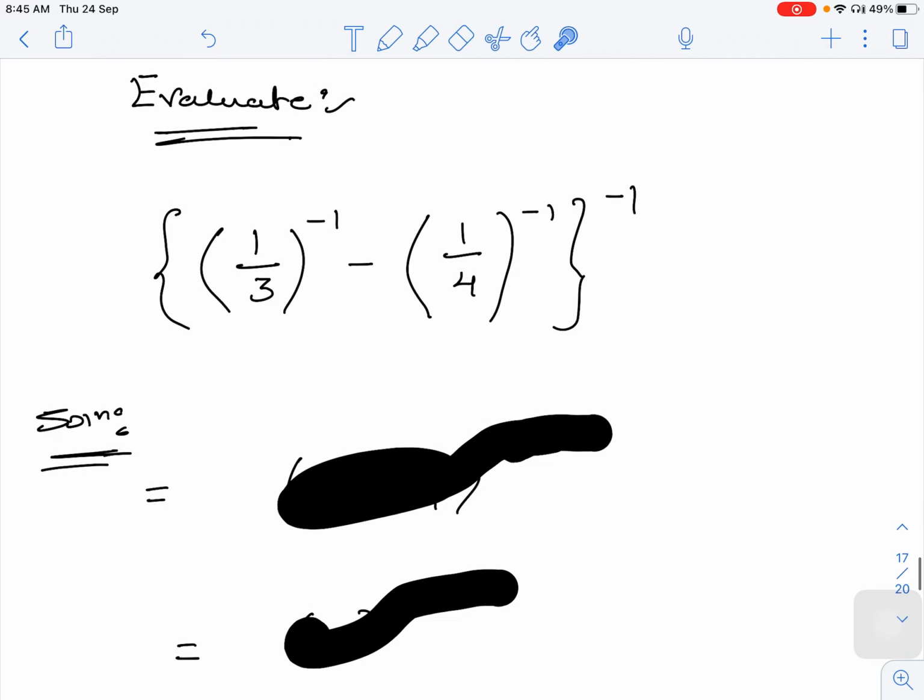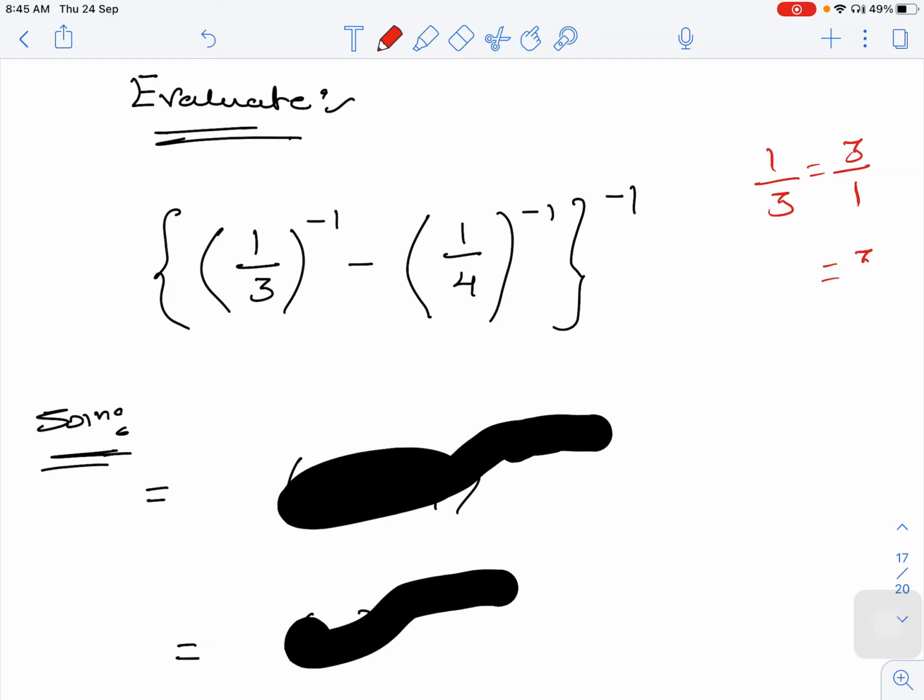Now in next example we have evaluate. Evaluate means find the value. Now here we have 1 upon 3 raised to minus 1 minus 1 upon 4 raised to minus 1, and these both terms are under a curly bracket, and its power is again raised to minus 1, okay? Now we have learned that whenever we are having a negative power, how can we make it as a positive power when required? So if you want to make its positive power, we have to take these numbers reciprocal, okay? So I'm just writing reciprocal of 1 upon 3 will be 3 upon 1.